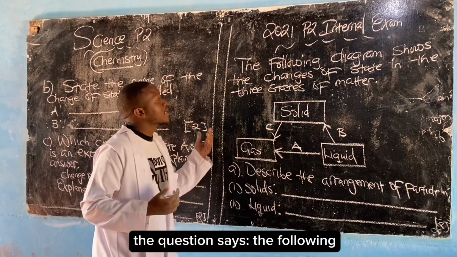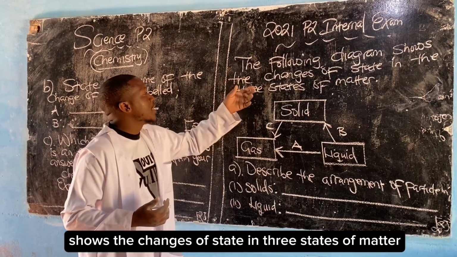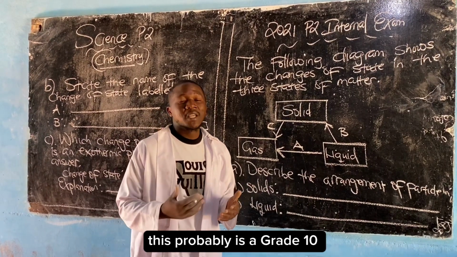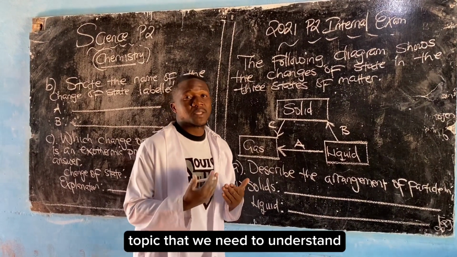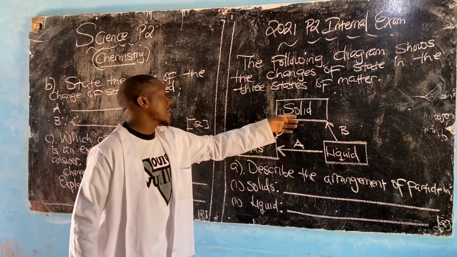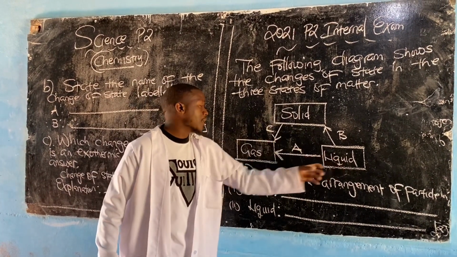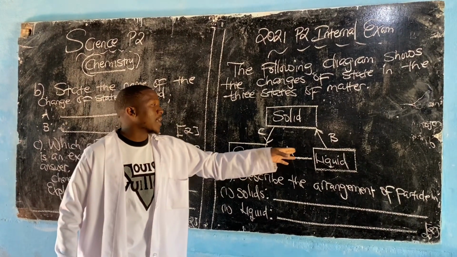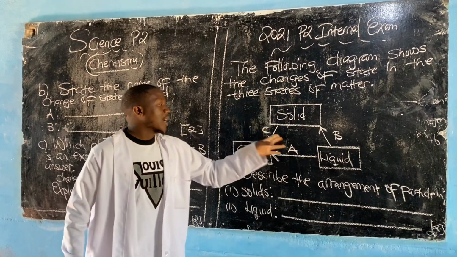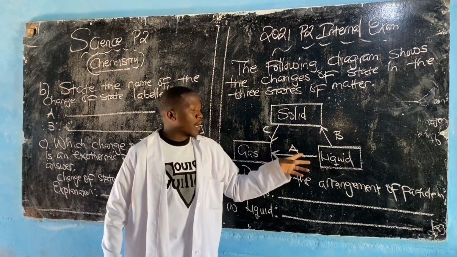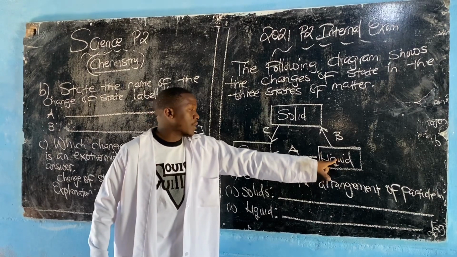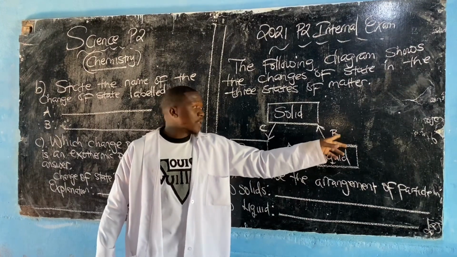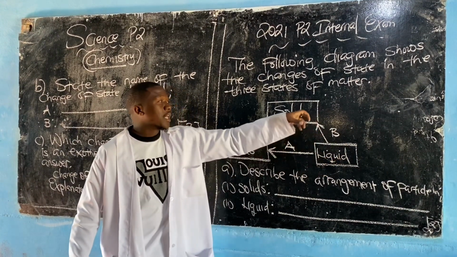The question says, the following diagram shows the changes of state in 3 states of matter. This probably is a grade 10 topic that we need to understand. We have solid, we have liquids, and then we have gas. And then there are processes such as A, B, as well as C. Process A is coming from liquids going into gas. And process B is a liquid turning into a solid.